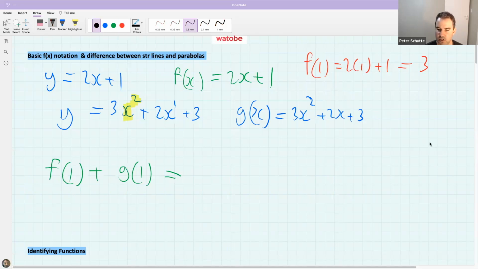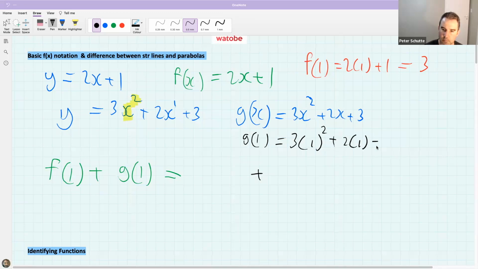You can pop your answer in the chat, or you can raise your hand if you like. So we've already discussed that the f of 1 was that. But what's the g of 1 going to be? Well, let's move this away. The g of 1 is going to be 3 times 1 squared plus 2 times 1 plus 3, which is going to give me 3 plus 2 plus 3, which is going to give me 8, which means that I have 3 plus 8, which gives me what?